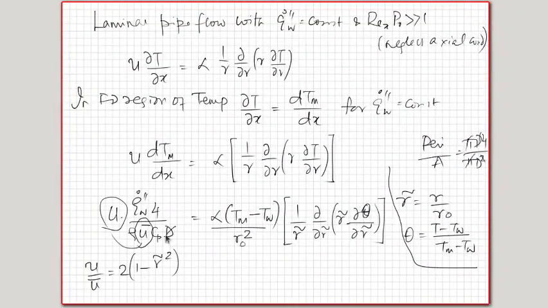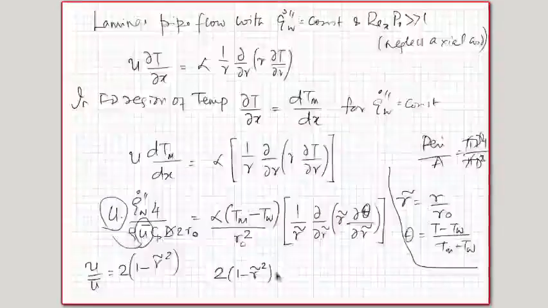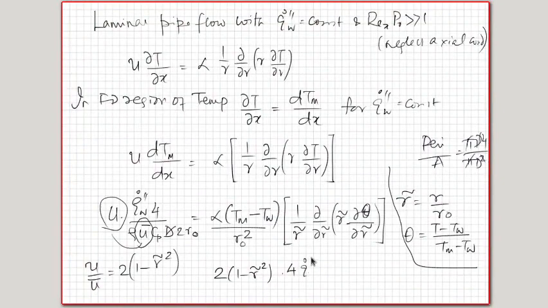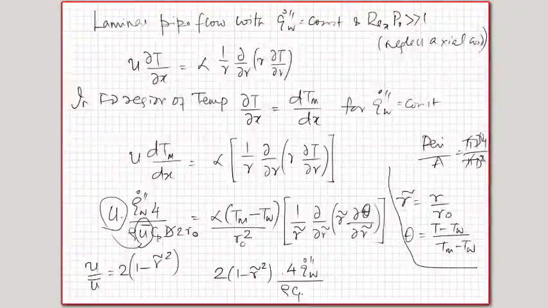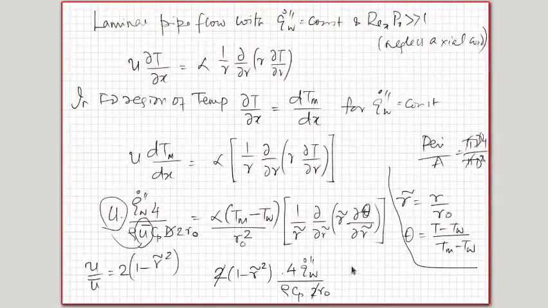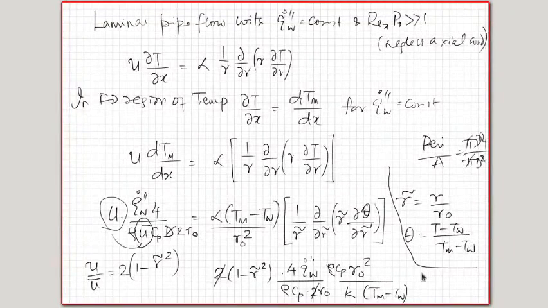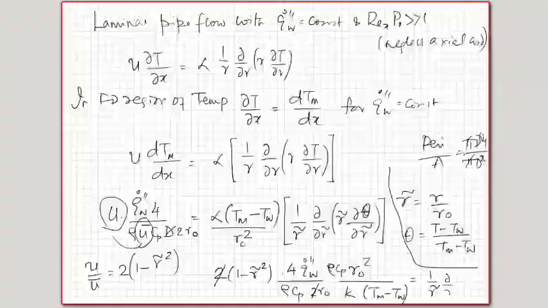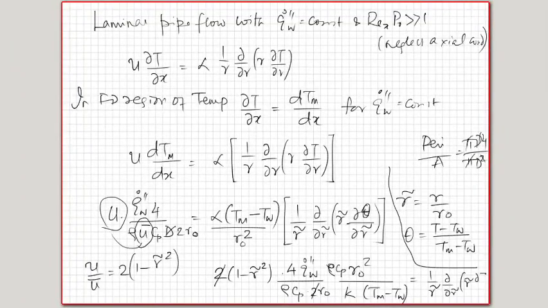So what will I get? This r naught square and this D, I can write as 2 r naught. Then you will get 2 into (1 minus r tilde square) multiplied by 4 q double prime wall divided by rho cp into 2 r naught. This 2 will get cancelled, and let me bring this term also to this side, so it will become r naught squared divided by k by rho cp, the alpha, multiplied by (Tm minus T wall). So this whole thing on this side will become 1 over r tilde del by del r tilde of r tilde del theta by del r tilde.